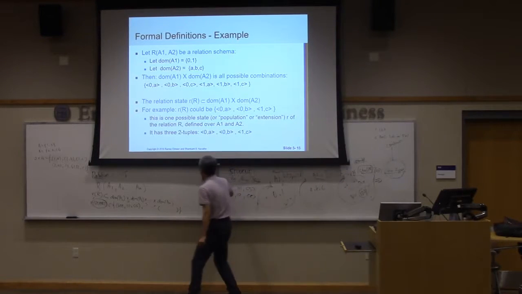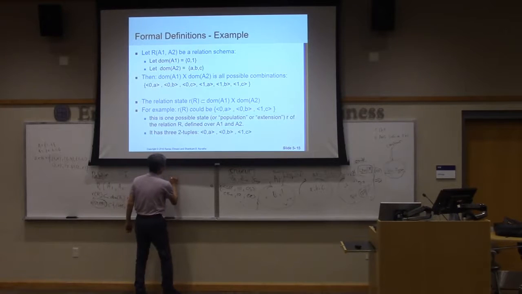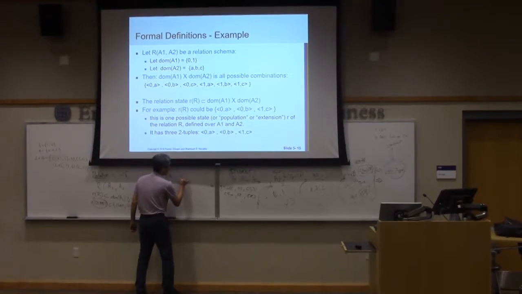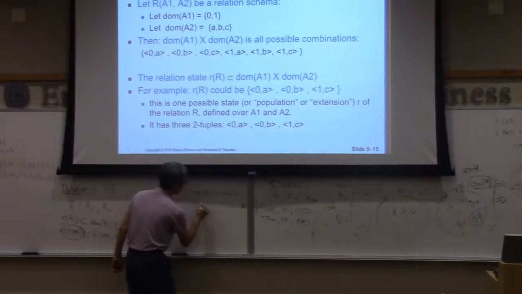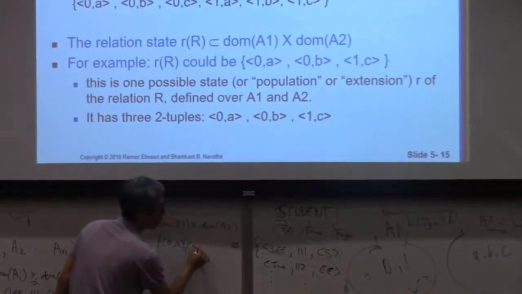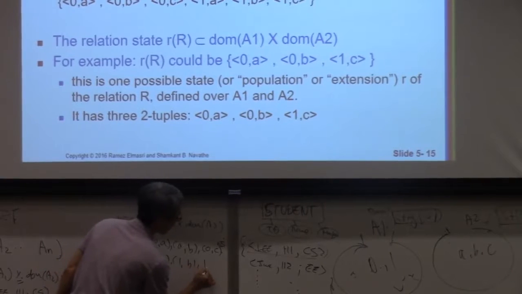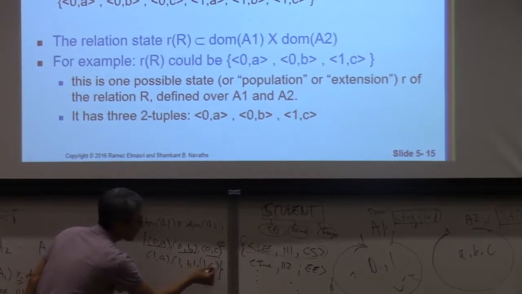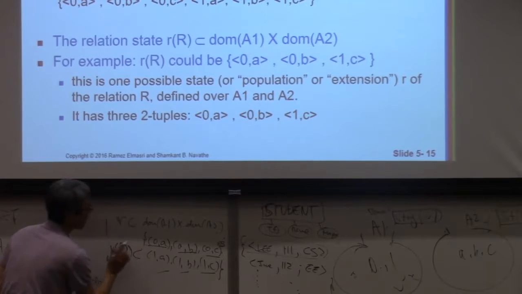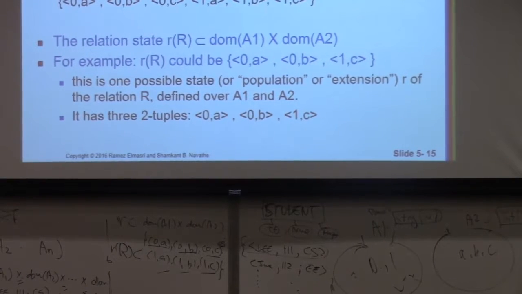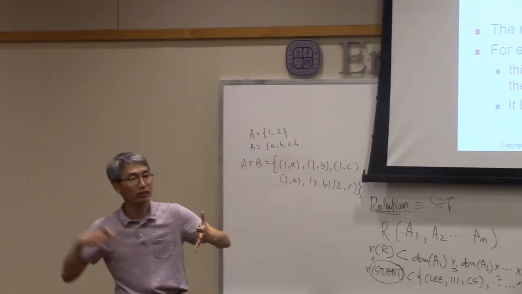So when we create the relation using these two domains, a relation is a subset of the Cartesian product of domain A1 and domain A2. So this is 0A, 0B, and 0C, and 1A, 1B, and 1C. These are all the possible tuples. If your relation is a subset of this, it will be your relation. Okay. So this is a way of creating the relation table in terms of a relational model.